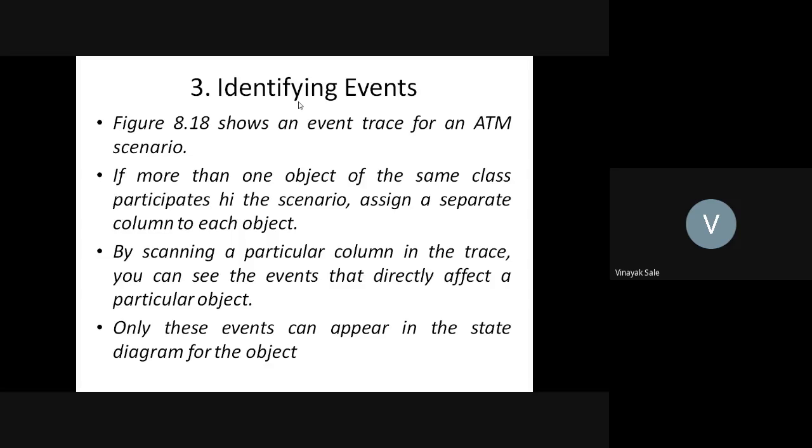Then this figure shows the event trace for the ATM scenario. If more than one object of the same class participates, this is the scenario. Assign a separate column to each object by scanning a particular column in the trace. You can see the events that directly affect the particular object. Only these events can appear in the state diagram for the object.